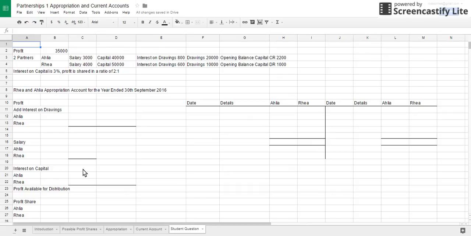Question here for you to have a go at, and then come back just to have a look at what we're going to do with the current account.